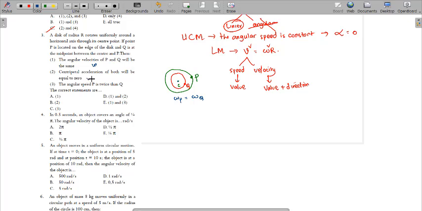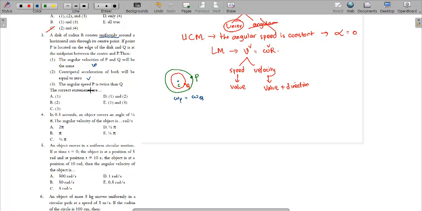Yes, okay, correct. Because why? Because this is uniform, or in bahasa beraturan. So there will be no acceleration in here.